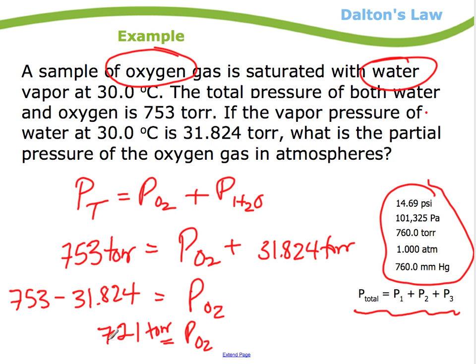Notice that for sig figs, I didn't put any decimal places here. The rule when you're adding or subtracting numbers is to go with the least number of decimal places. Here I've got 3, here I don't have any decimal places, so in my answer I can't put any decimal places. So 721 would be the answer for that one.